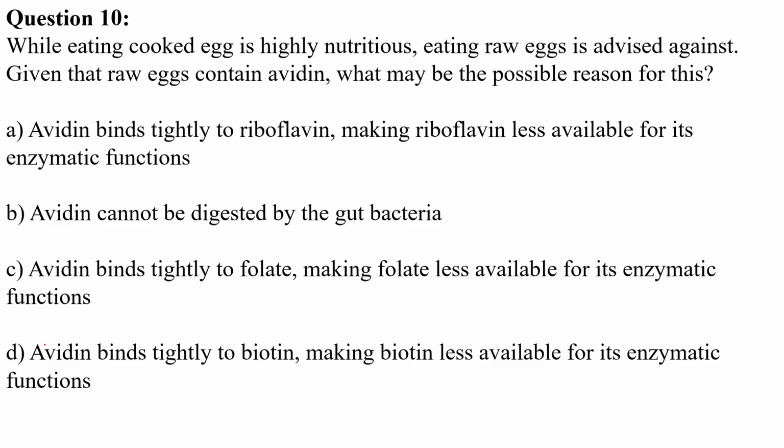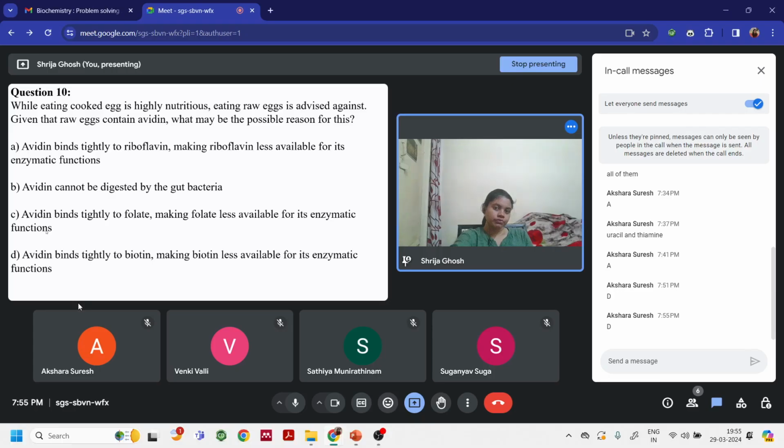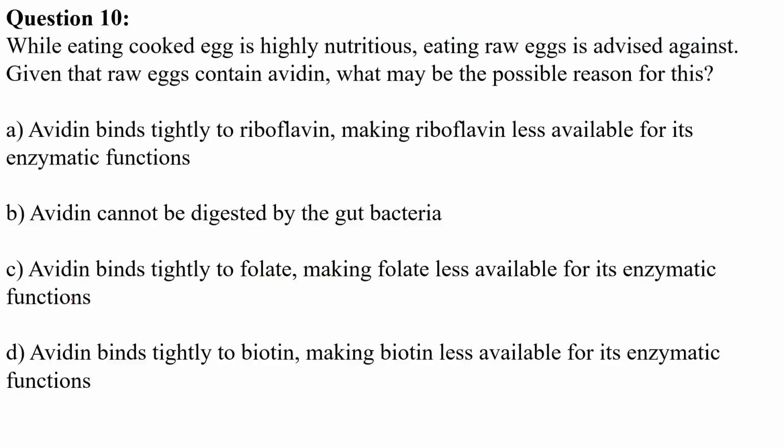So, which of the following options is correct? What is the reason behind not eating raw eggs? It is always advised to cook your eggs properly before eating them. Okay, we have the answer option D. Avidin binds tightly to biotin, making biotin less available for its enzymatic action, which is the correct answer.